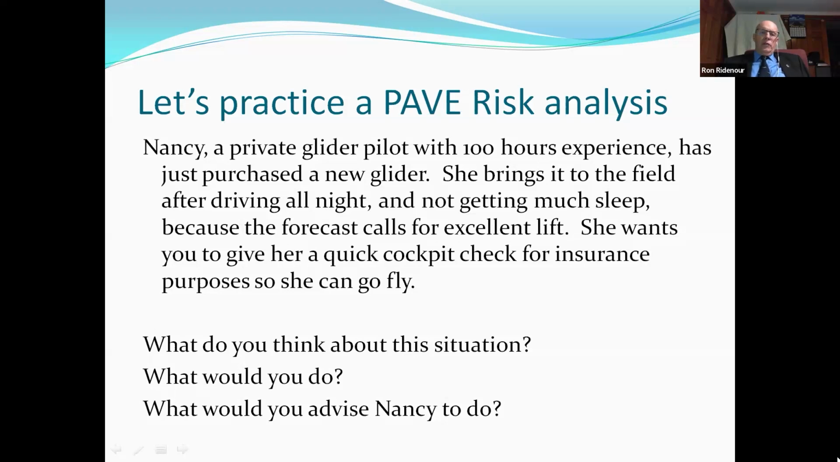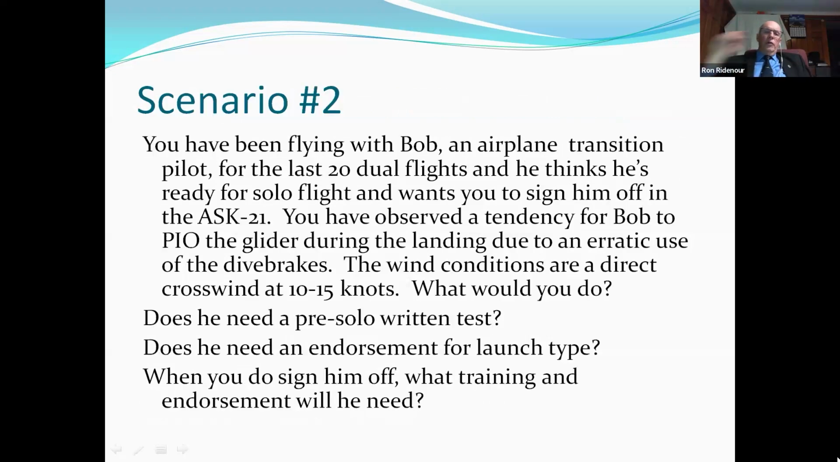Okay, let's go to the next one. Next scenario here, scenario number 2. Again, think about analyzing this using the PAVE checklist: pilot, aircraft, environment, and external pressures. You've been flying with Bob, an airplane transition pilot, for the last 20 dual flights, and he thinks he's ready for solo flight and wants you to sign him off in the ASK-21. You have observed a tendency for Bob to PIO the glider during landing due to an erratic use of the dive brakes. The wind conditions are a direct crosswind, 10 to 15 knots.